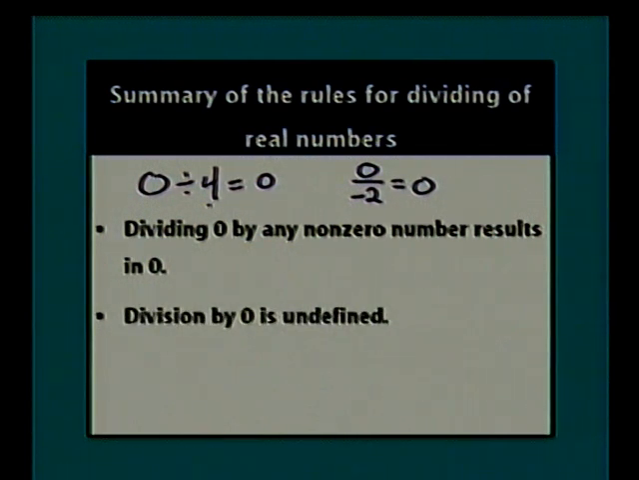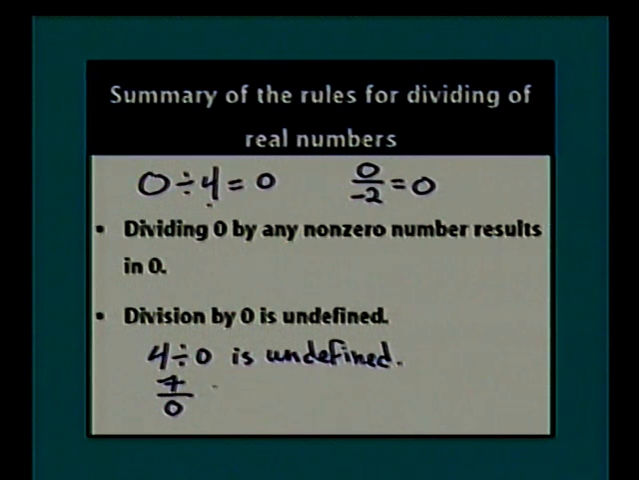Division by 0 is undefined. This means I cannot write 4 divided by 0. Or if I do write it, I need to specify that this just doesn't make any sense. It's undefined. Also, a fraction in the form 7 over 0 is undefined.